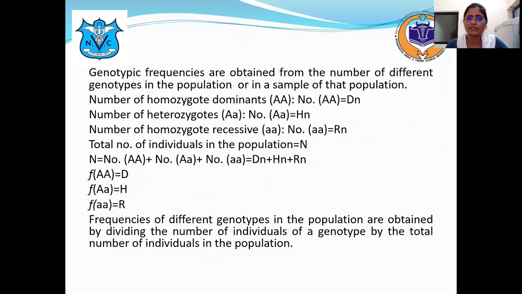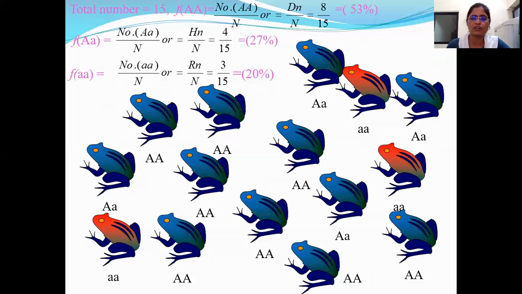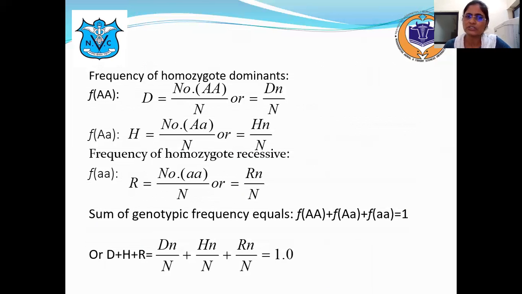It means that if we want to know the frequency of homozygous dominant, capital AA, then we count the total number of capital AA individuals in our population, and divide it by the total number of individuals present in the population for that particular gene. So first of all, the frequency of homozygous dominant is indicated by capital D. Capital D equals the number of homozygous dominant, that is capital AA, upon the total number of individuals, also given as DN upon N.